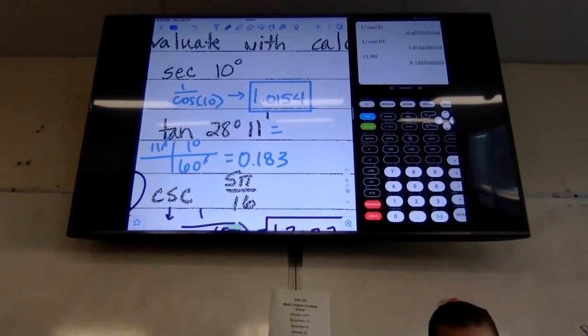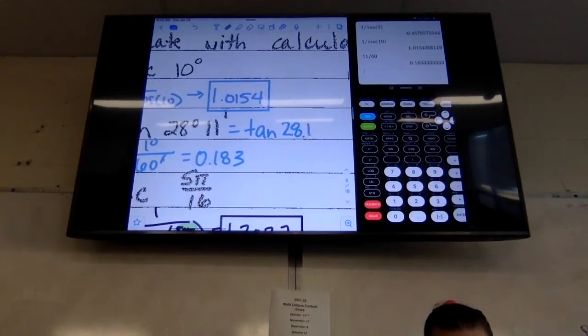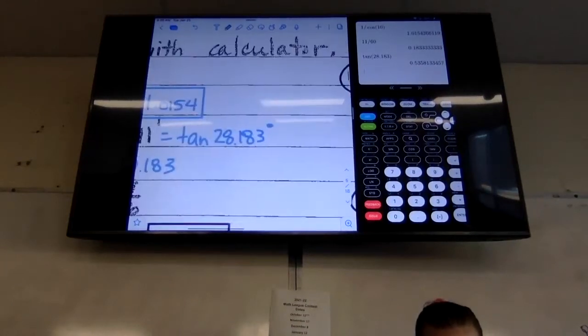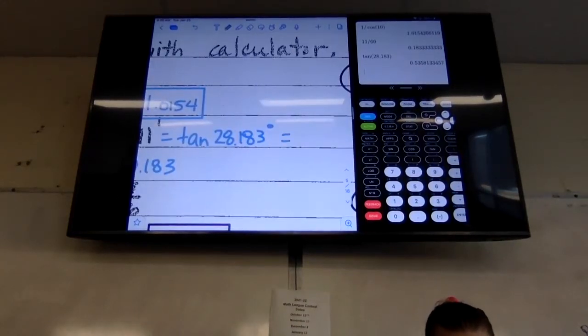That's it. I am now going to put in my calculator tan of 28.183 degrees. Again, my calculator is already in degree mode, so I don't have to physically put my degree sign in, but I'm just going to type tan 28.183, close my parentheses, and that will give me my answer: 0.5358.